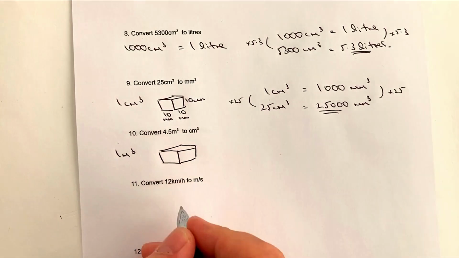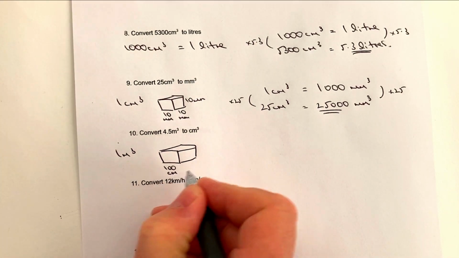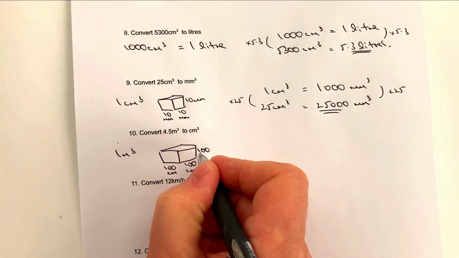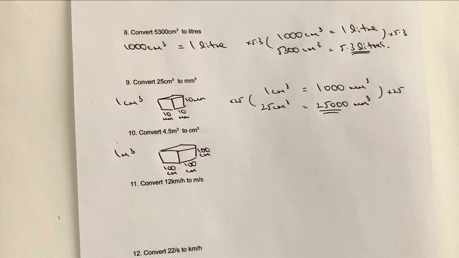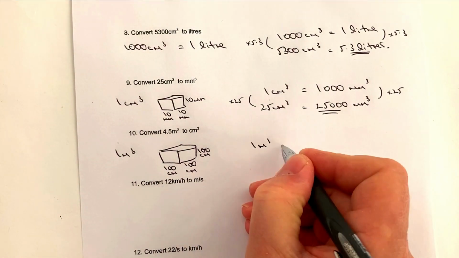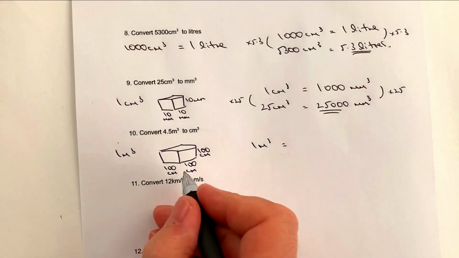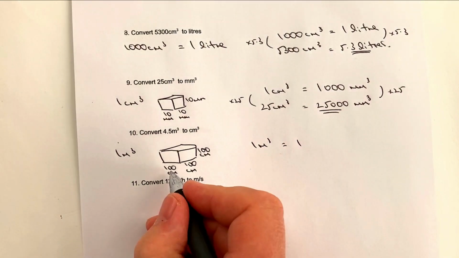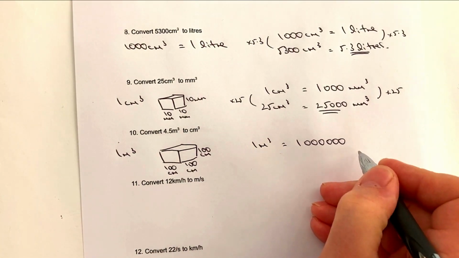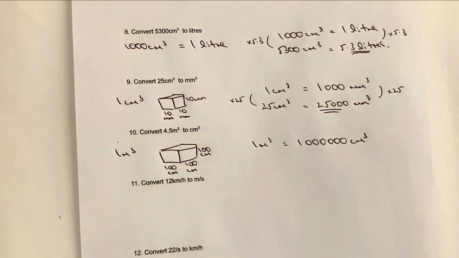I know that there are 100 centimeters in a meter, so I've got 100 centimeters multiplied by 100 centimeters multiplied by 100 centimeters. So again, what can I write? Well, I can write that 1 meter cubed equals 100 times 100 times 100. Well, 1 times 1 times 1 is 1, and then I've got 6 zeros. So 1, 2, 3, 4, 5, 6. So it's the grand total of 1 million centimeters cubed.